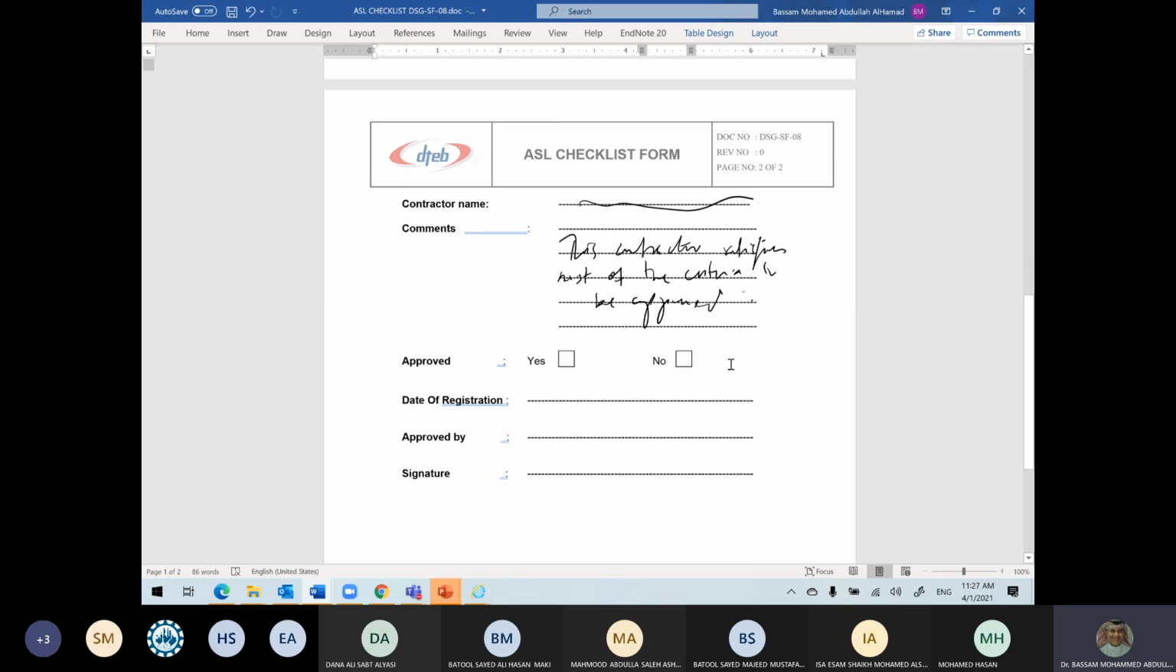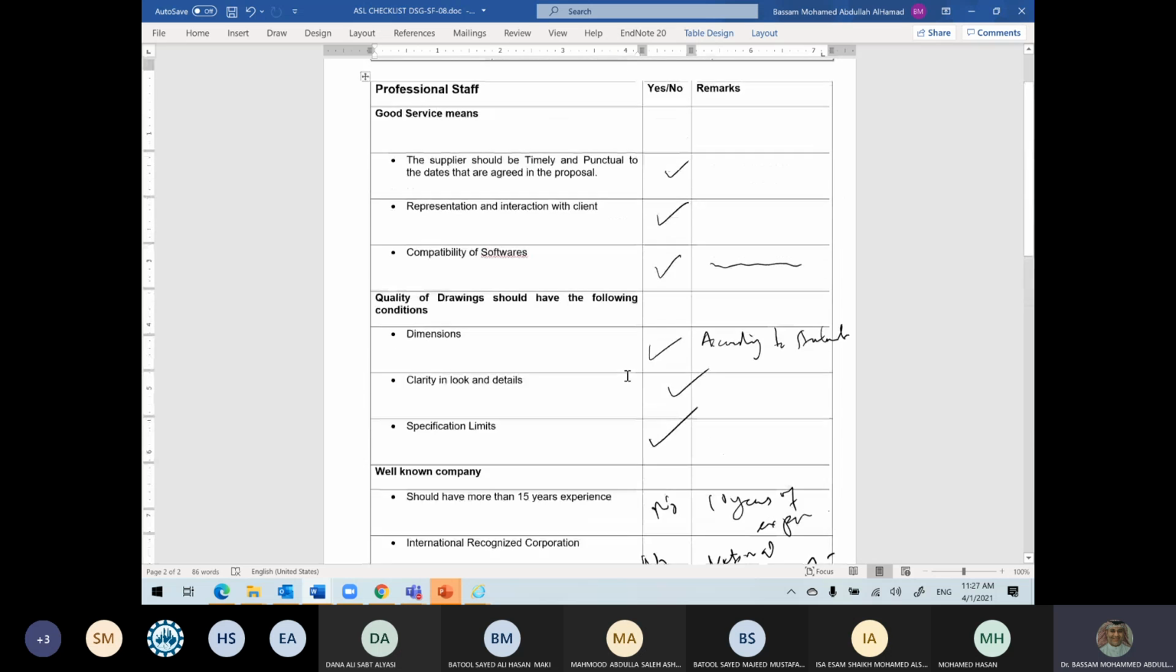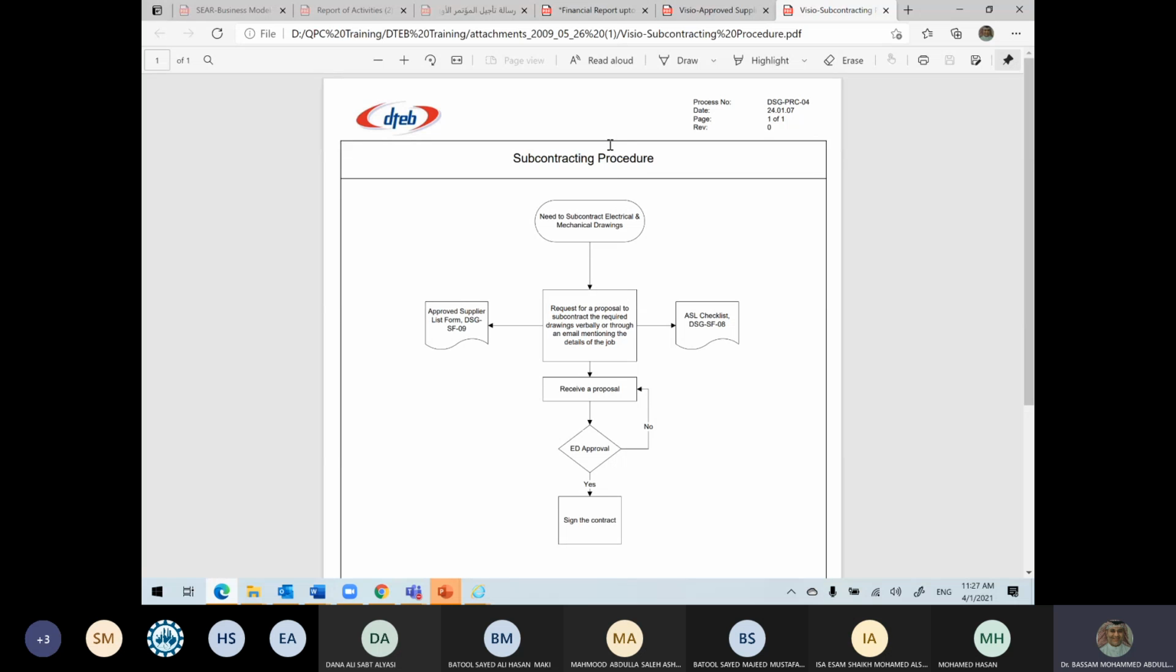Now, that is an approved checklist form in which it is, for example, approved, the date, and this is by the ED, and then he's going to sign here on the end. Now, this is a form that I just filled in, but this is part of what? Part of what we have just said, that this is part of a subcontracting procedure.